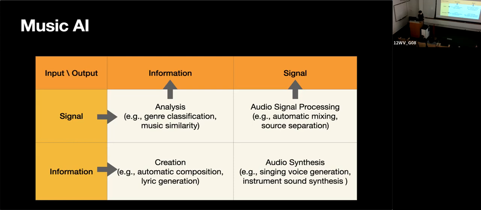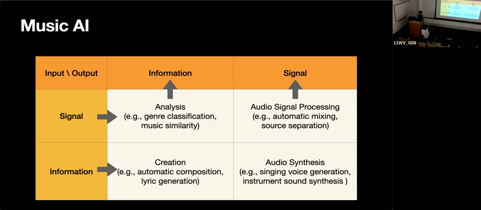And then we can move on to the right, which corresponds to signal input and signal output. That I call audio signal processing. This is the very traditional definition of signal processing. We get input and then it does something and then outputs signal again. So for example, automatic mixing or music source separation could be examples of audio signal processing.